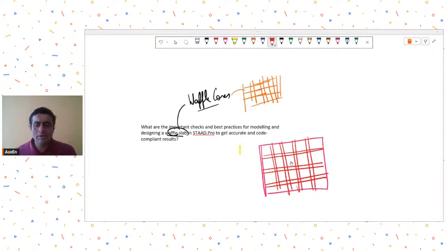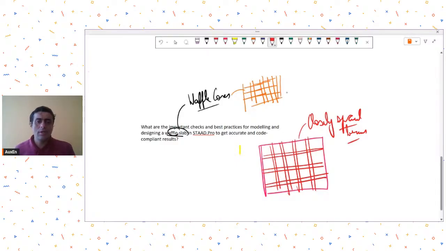Basically, it means that you have a mat-like thing where you have closely spaced beams in both directions, and because of the closely spaced beams in both directions, you are able to cover large column-free spans with the help of a waffle slab like this. So now his question is, what are the important checks and best practices for modeling and designing a waffle slab?